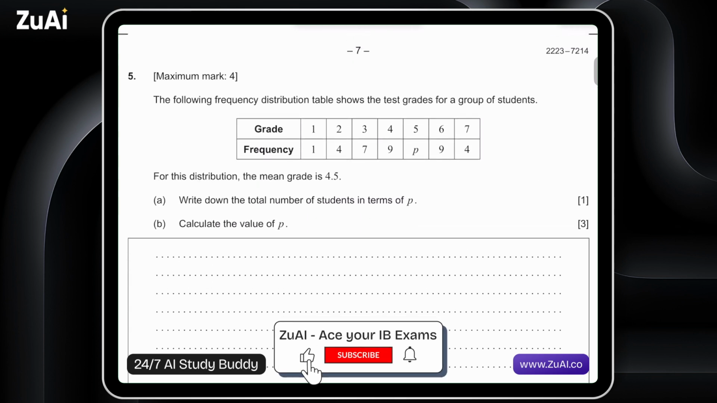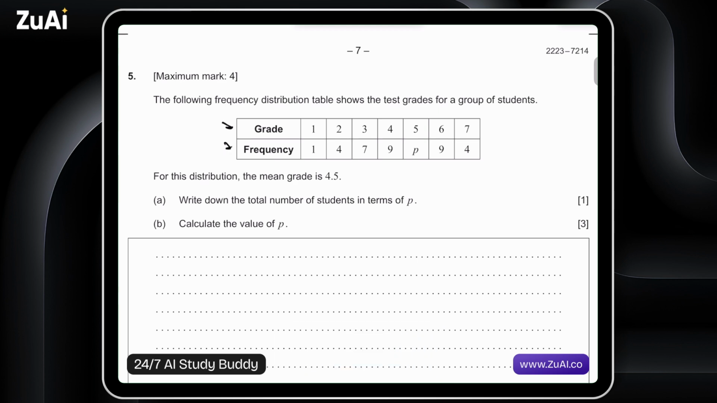Okay, question number 5. The following frequency distribution table shows the test grades for a group of students. So here we have the grade and then the number of people that were awarded that grade. For this distribution, the mean grade is 4.5. So this is the average grade of all these students. Write down the total number of students in terms of P.